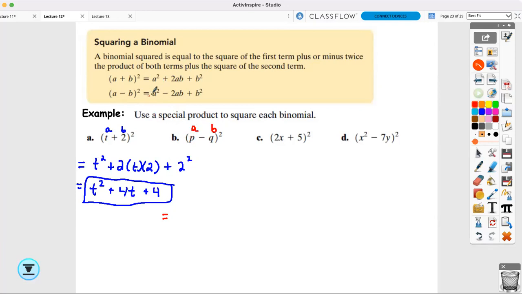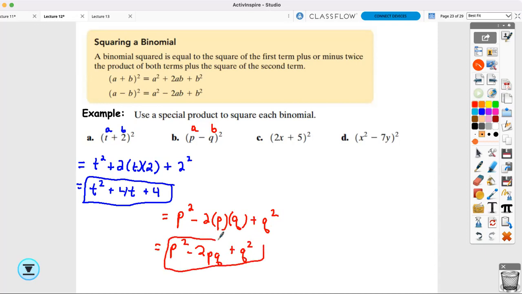So p, remember it's A squared first, so A is p, so that's p squared. Minus 2 parentheses, A was p, parentheses, B was q, plus B squared, which is q squared. Now, minus 2 times p times q, that just becomes p squared minus 2pq. We just get rid of the parentheses pretty much, because we know when letters are next to each other, they're just being multiplied. Any questions so far on A or B?